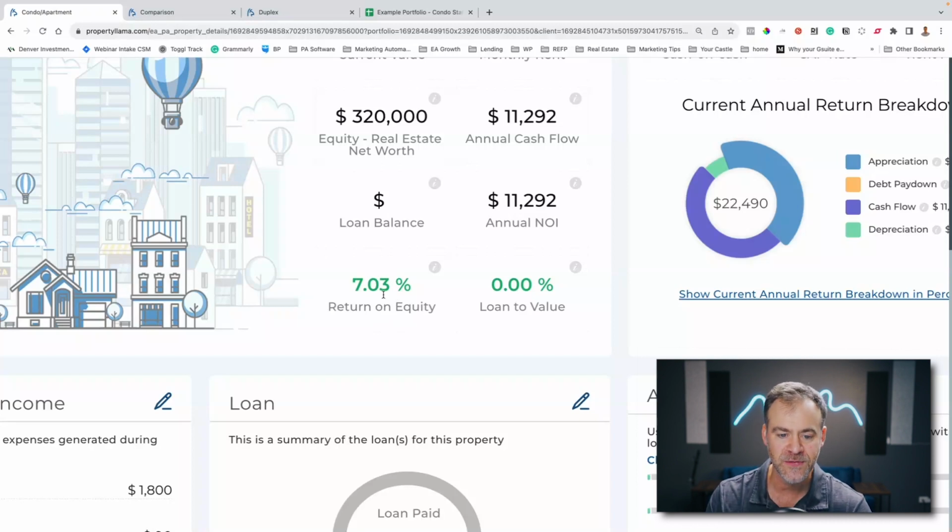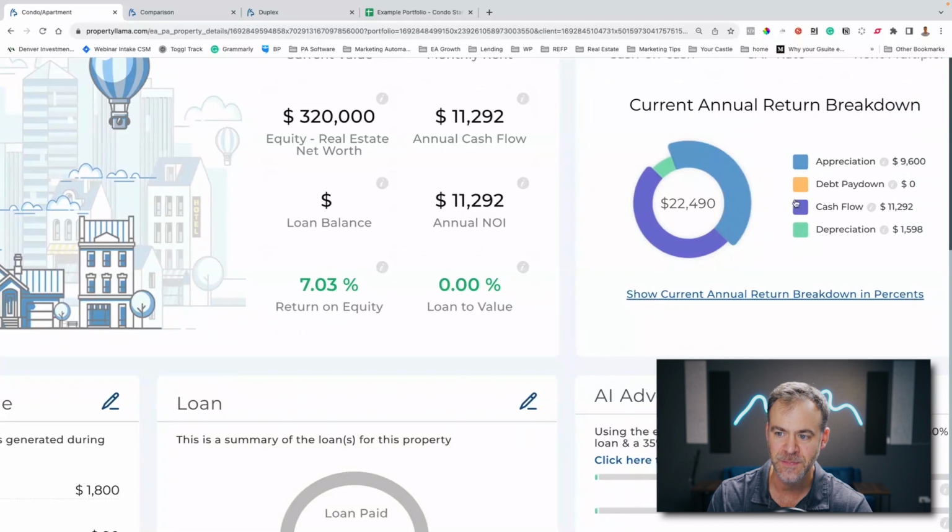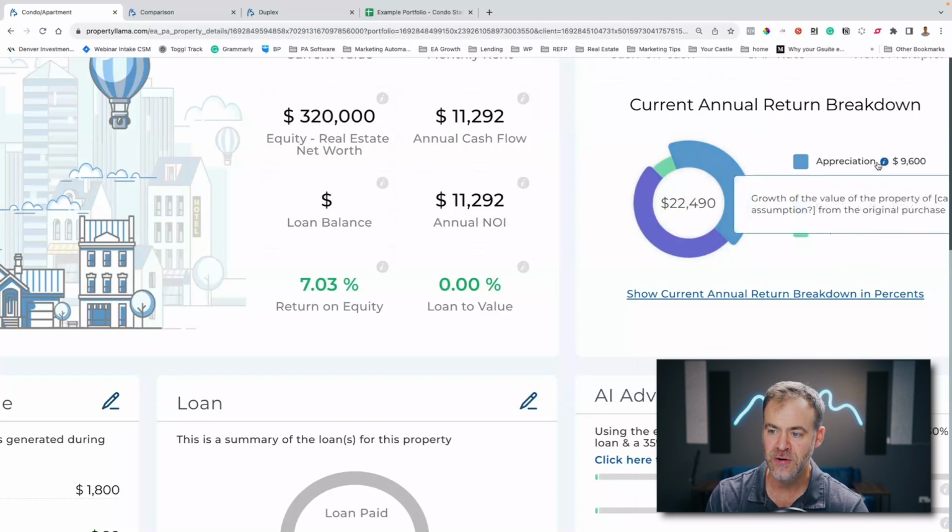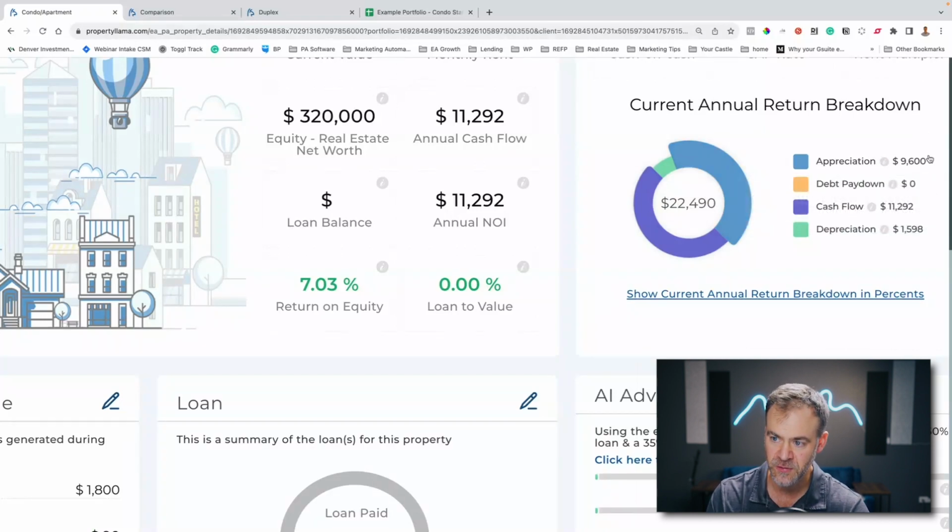This number is calculated by essentially taking the 4 ways you make money, so $22,490. This is taking the current estimate for appreciation gains this year, your debt pay down, your cash flow, and depreciation tax benefits, and adding them all up. So about $22,500. You take that number and you divide it by the equity. So $22,500 divided by $320,000 is about a 7% return on equity.